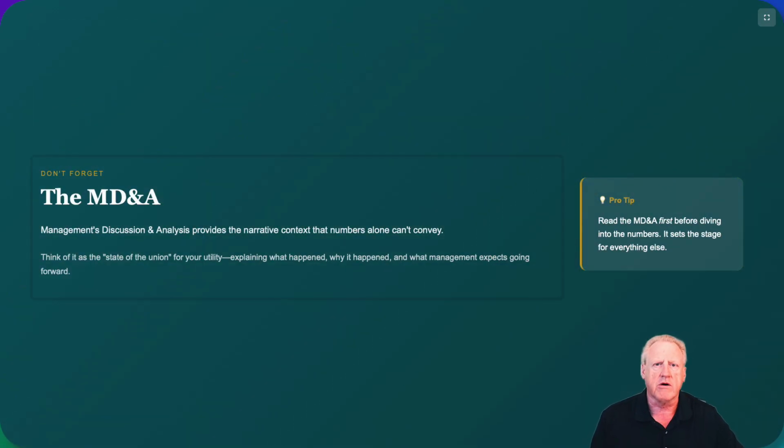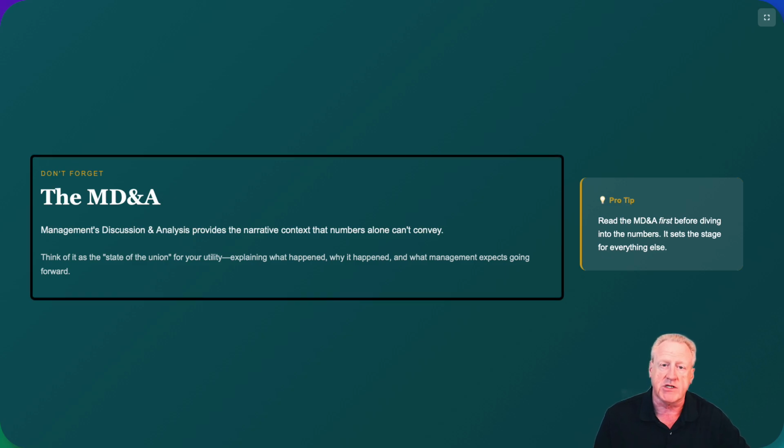And the final pillar of the basic financial statements is what we call the management discussion and analysis, the MD&A. And that is the narrative behind the financial statements. It's like the State of the Union address, where you find out where you've been, where you're going, what the differences are, and you explain what happened, why it happened, and what management expects going forward.